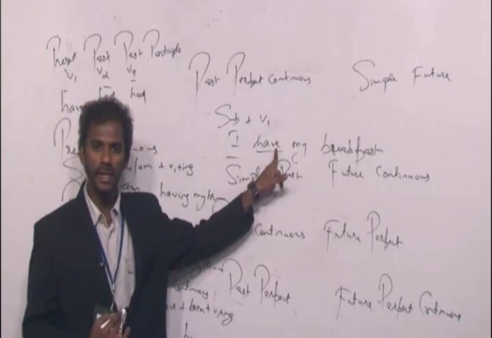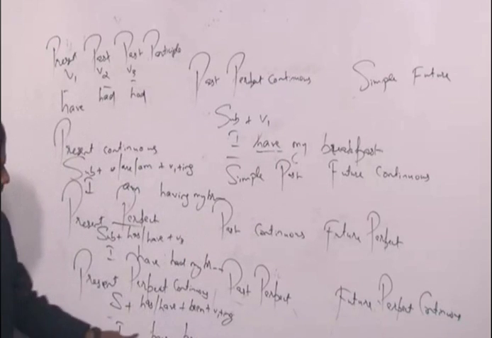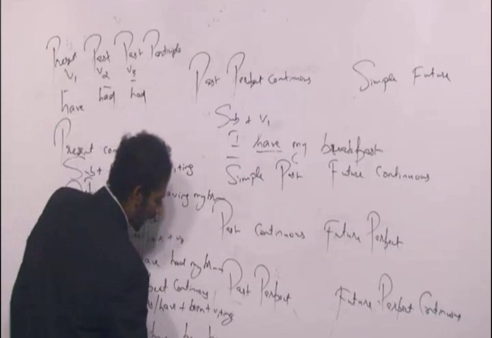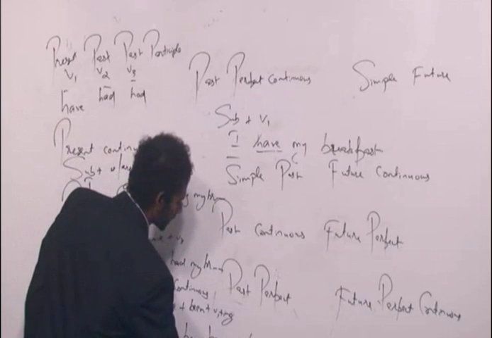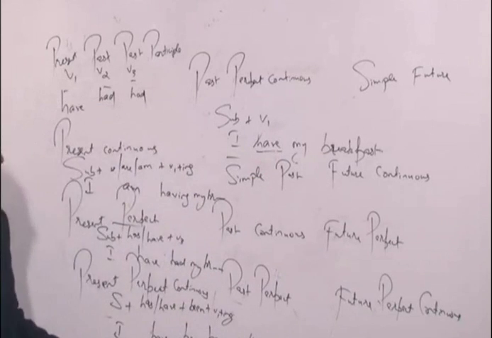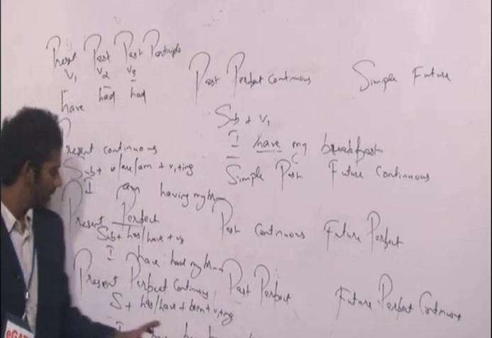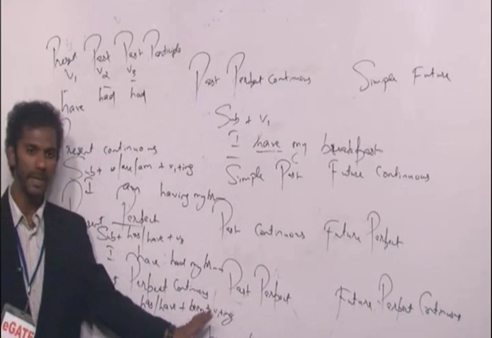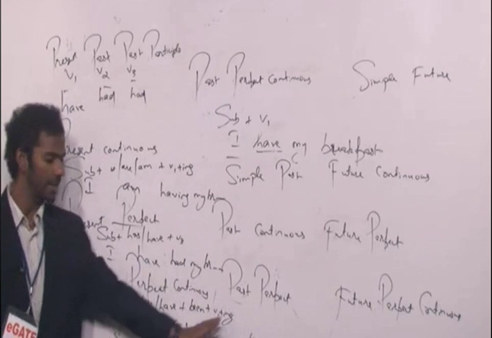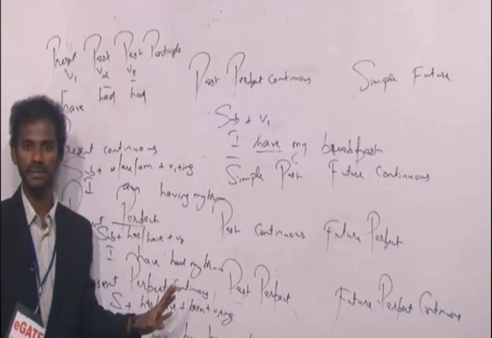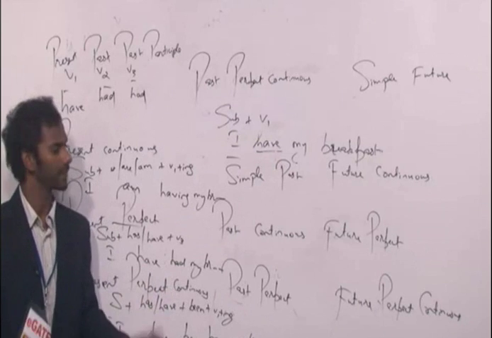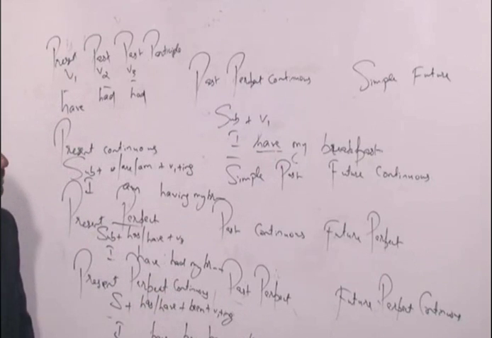What is the verb here? Have. What's the ing of have? Having. So it should be I have been having my breakfast. Subject plus has or have plus been plus V1 plus ing. I have been having my breakfast. Got it?